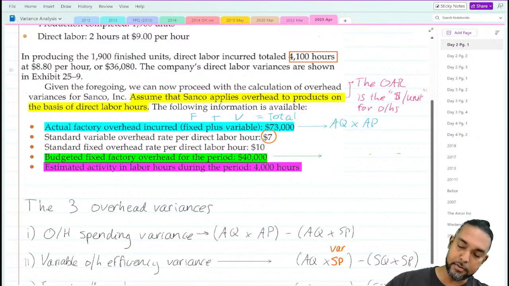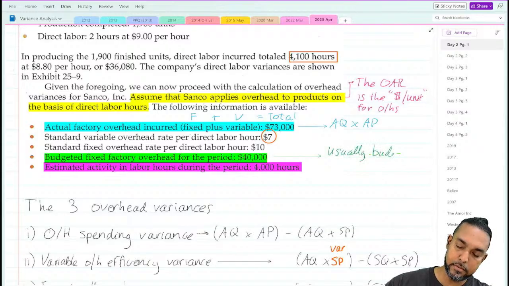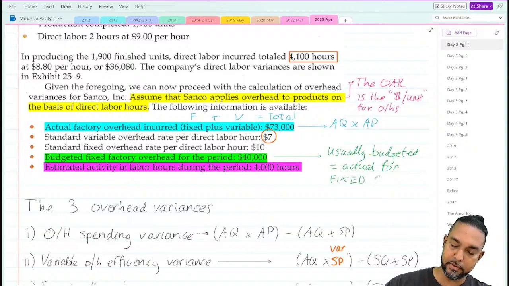Right? And so usually budgeted is equal to actual for fixed costs. There's a note worth taking: fixed costs.